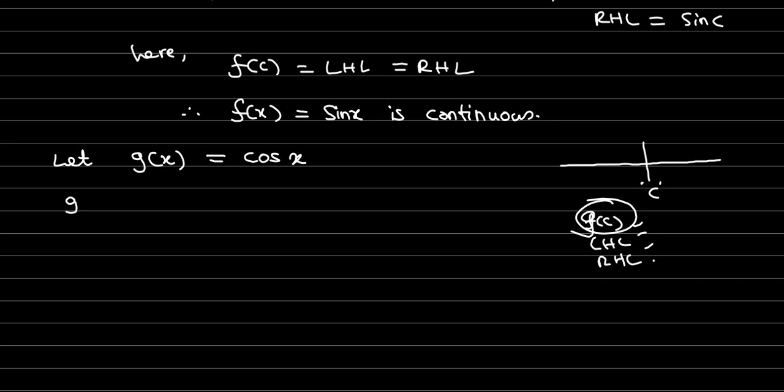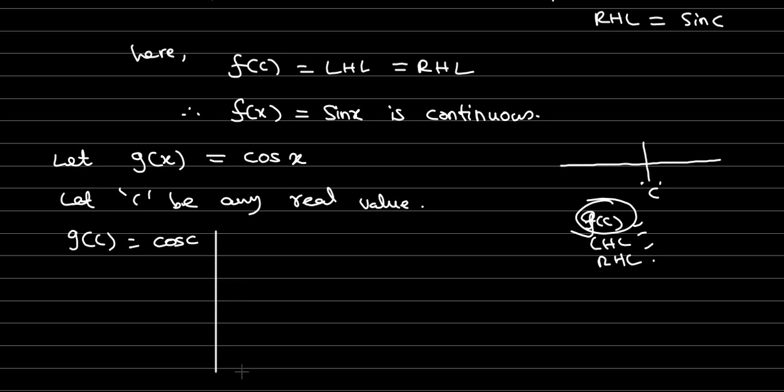So let c be any real value. Now g of c: in place of x just replace x with c, then this gives you cos c. Now we have to find the left hand limit, and while finding the sine function itself, I told you that for trigonometric functions we are going to take it like an interval differencing. For algebraic functions normally it's not required.